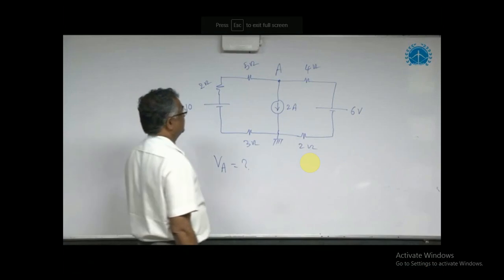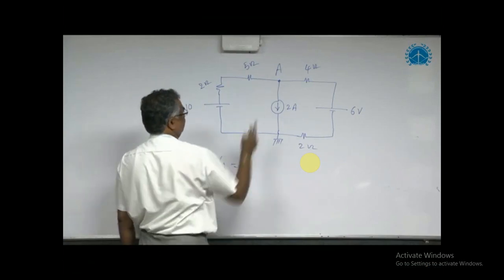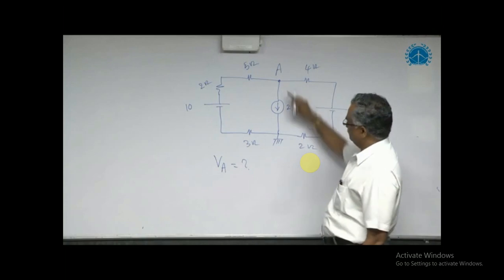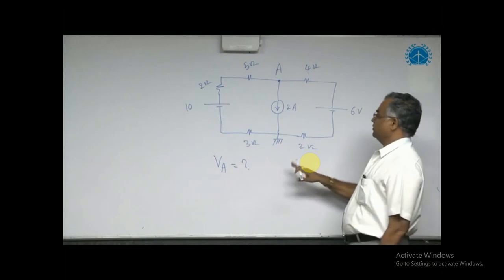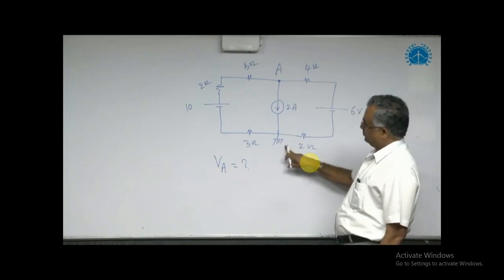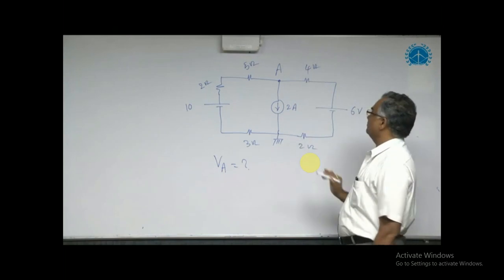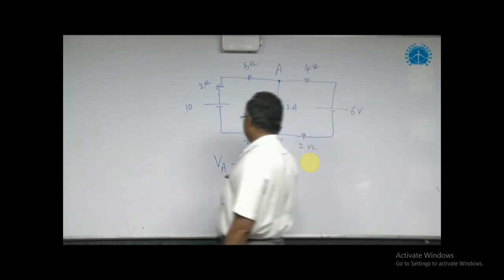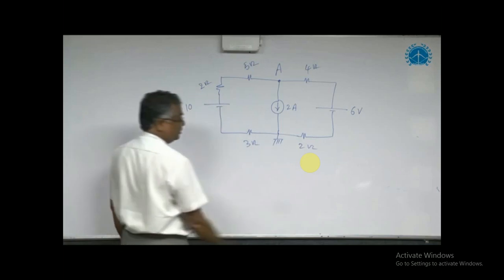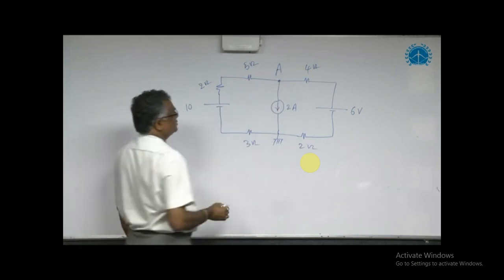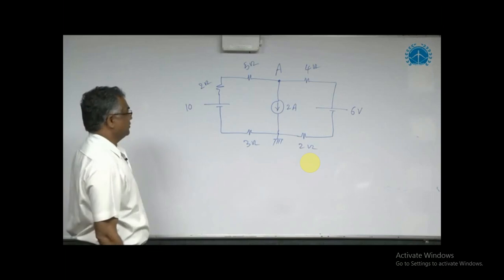Yeah, in this circuit we need to find VA. What is the meaning of VA? It is the voltage at this node with respect to ground. Ground is already given in the circuit. So we have to find the voltage here with respect to ground, this ground only. This problem can be solved using nodal analysis and also mesh analysis. Since the question is to find voltage, nodal analysis is preferred.